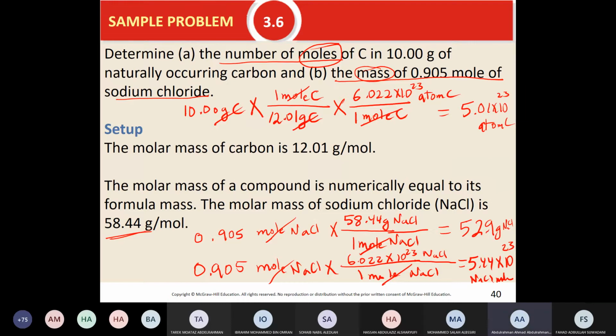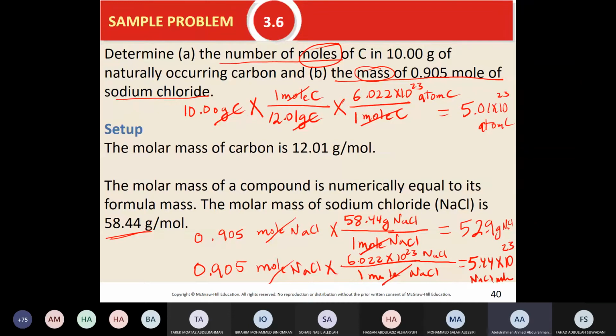I'm counting. When I say how many fingers you have, what are you going to say? 10. Okay, 10 grams or AMU? No, it's not AMU, it's not gram. 10, numbers only. Exactly the same thing here.